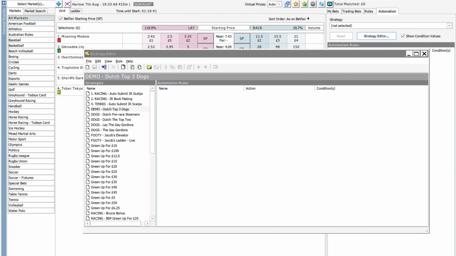Hi there. A subscriber recently asked how to go about Dutching the top 3 favourites in a dog market. It's a very simple process, a one rule strategy which can actually be used in any market. So let's have a look at setting that up.